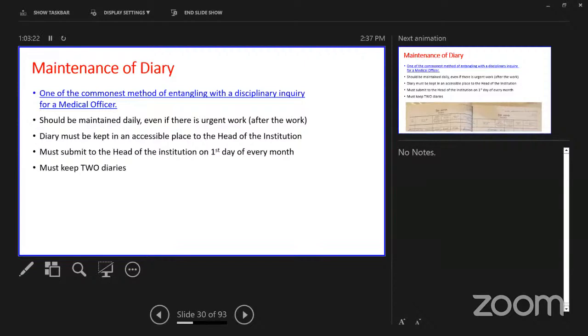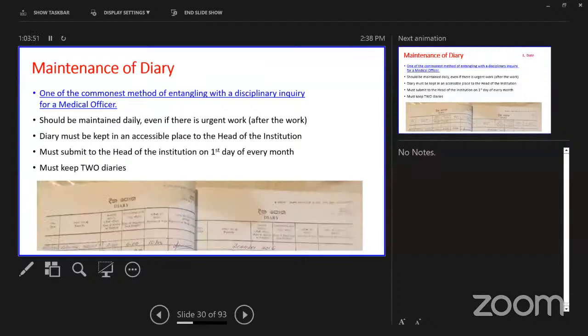Diary must be kept in an accessible place to the head of the institution and must be submitted to the head of the institution on the first day of every month, and you must keep two diaries. That is because when one diary is with the head of the institution for his endorsement, you should maintain the other diary until you receive the first diary. So you must keep two diaries and submit to the head of the institution on the first day of every month. So this is the extract of a diary of a medical officer.